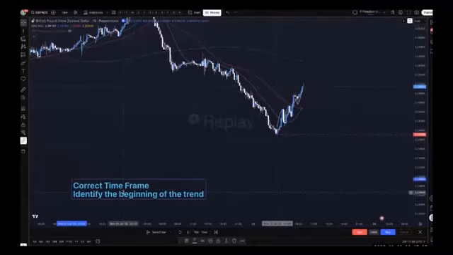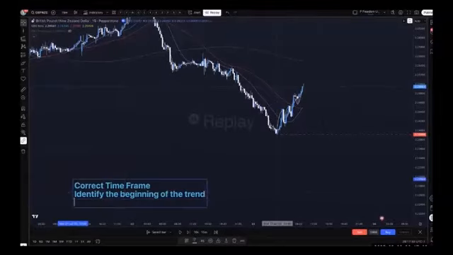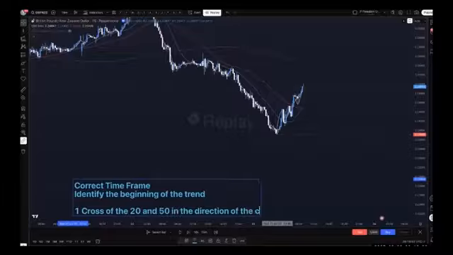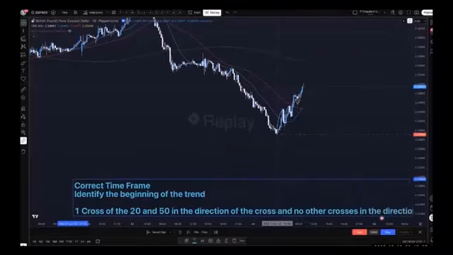Now, here's the way this works. Once we've identified the beginning of the trend, we need to look for the 20 to cross the 50 in the direction of the trend. So here's the rule. We want to see one cross of the 20 and 50 in the direction of the trend and no other crosses.